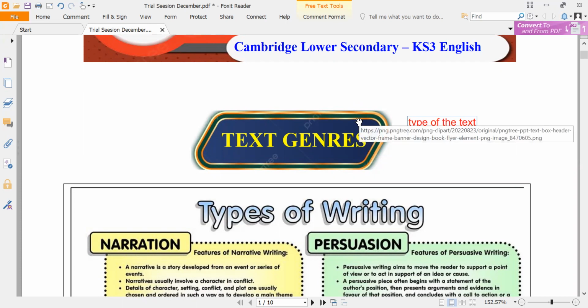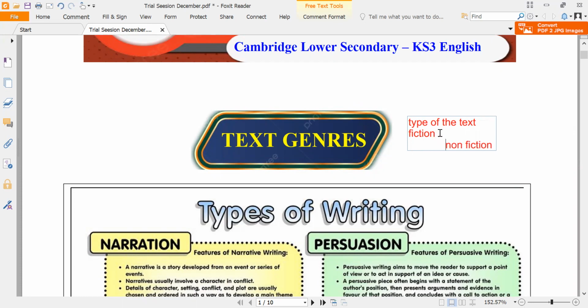And the type of the text, as we know, may be either a fiction text or a non-fiction text. So we have two types of genres, two types of text. This text can be either fiction or non-fiction. Do you know the difference?